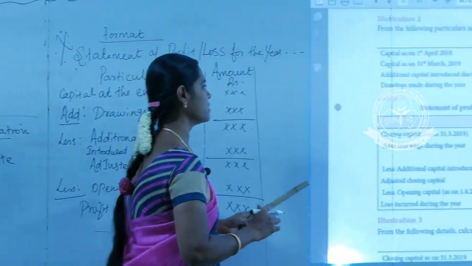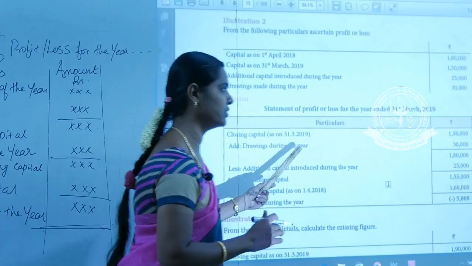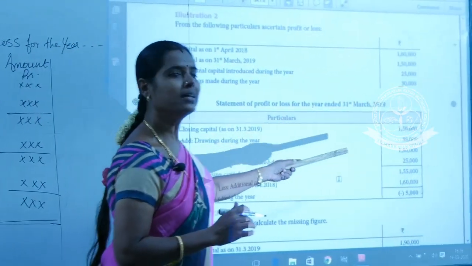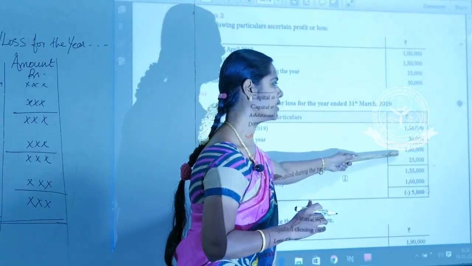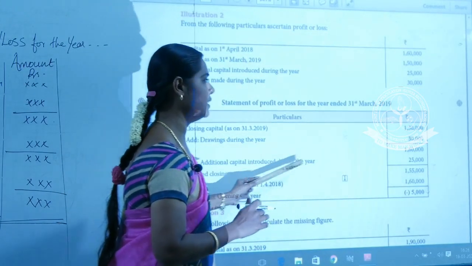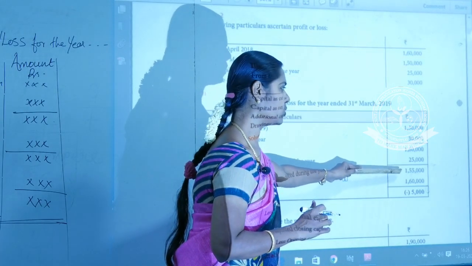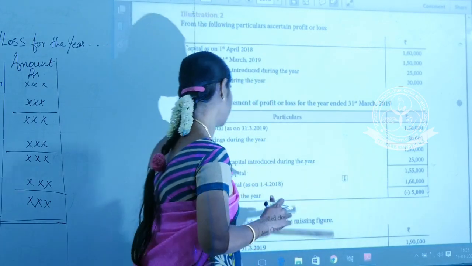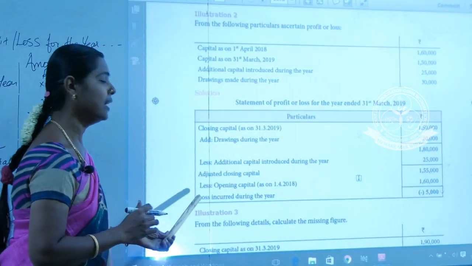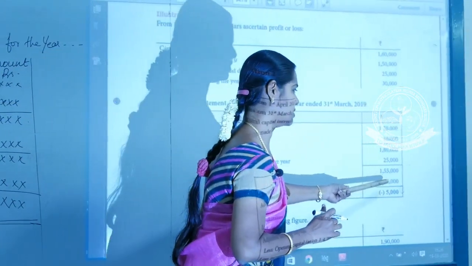First thing, the format: closing capital. The amount is given as 1,50,000. Next, add drawings. Drawings amounted to 30,000. When you add this, you will get 1,80,000. Next is less additional capital. It is 25,000. So 1,80,000 minus 25,000 is 1,55,000. Next comes your answer, the adjusted closing capital. Next, less opening capital for the year, it is 1,60,000.